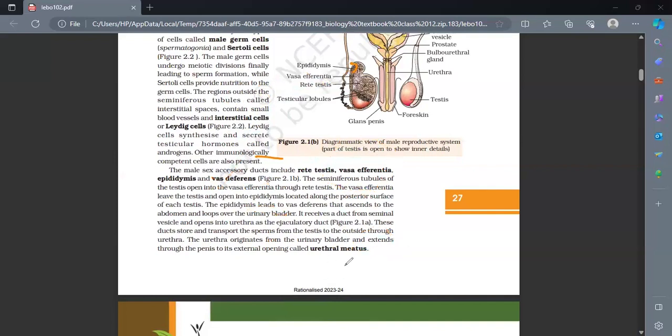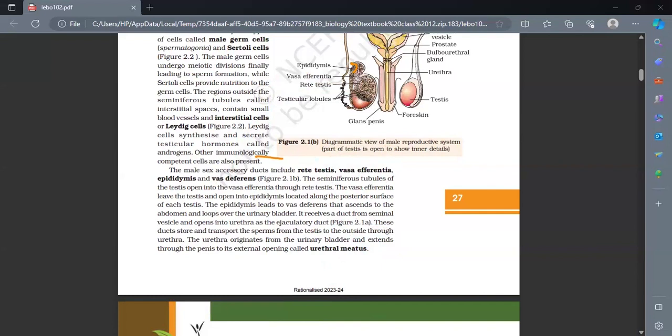Okay. Now, what about the other things that are located over there? Now, there are certain ducts also present. If you look at this structure of the testes, when the testes is leaving the scrotal sac, this is the scrotal sac, it is leaving the scrotal sac region.